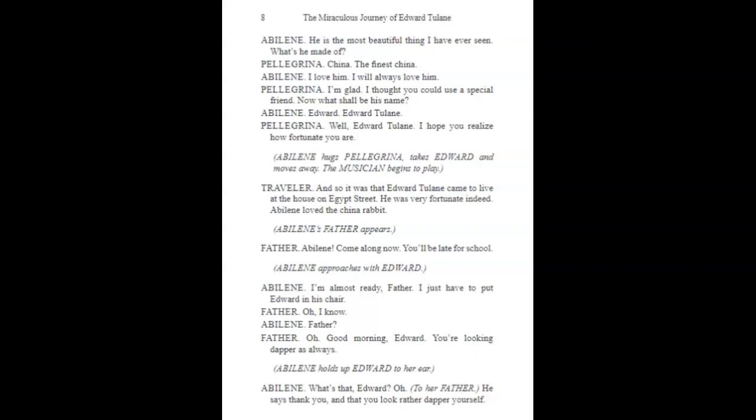So here I have a page of a script. This is The Miraculous Journey of Edward Tulane. We are going to be cast in the role of Abilene for the purpose of this script. So we see Abilene has several lines. We also have Pellegrina, we have the Traveler, we have the character of Father, and we also have Edward.